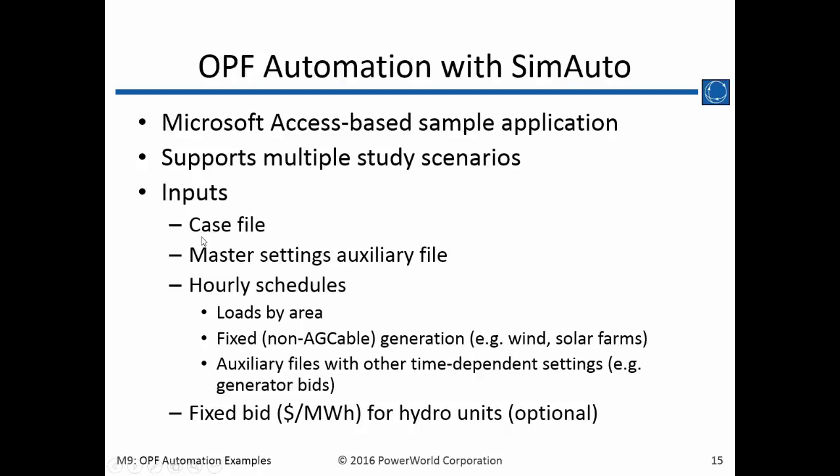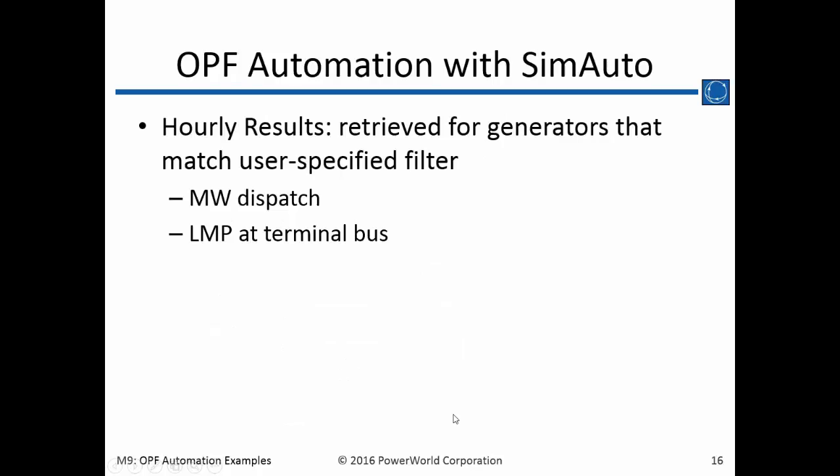So these are the inputs that you specify on the form: what file to use. It's a PWB file that it points to. It points to an auxiliary file with some settings that get loaded later. There's information in the database with loads, information with megawatt outputs for some generation that is not dispatchable in the OPF. And then some other settings, like maybe generator bids change with different time points. So those auxiliary files can be specified. You can also put in a fixed bid for hydro units if you want on the form.